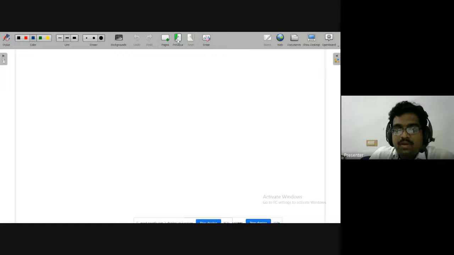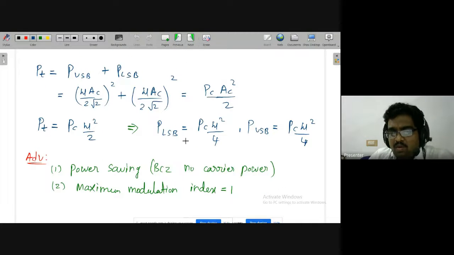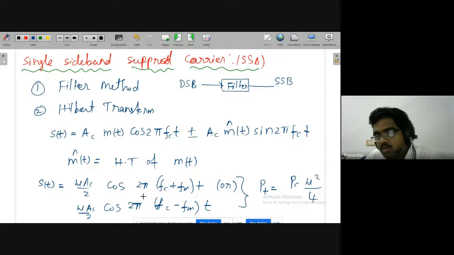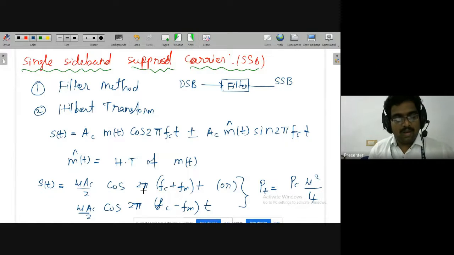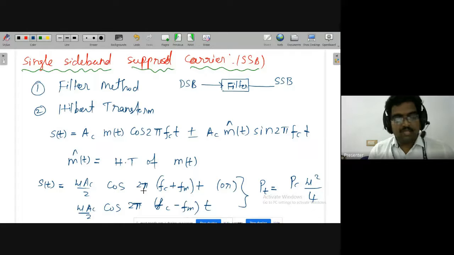Then if you take the power for this signal, PT, the total power, is simply only one sideband, either upper sideband or lower sideband. So this is Pc mu square divided by 4. Now we have written the mathematical equation for AM, DSB SC, and SSB SC, and also calculated the power. Then we will define two more parameters, that is power saving and transmitter efficiency.